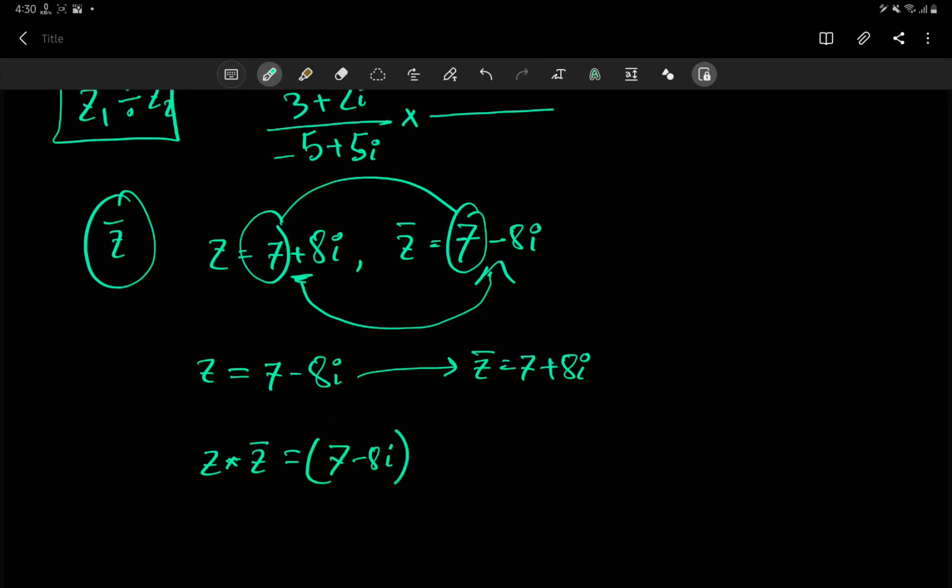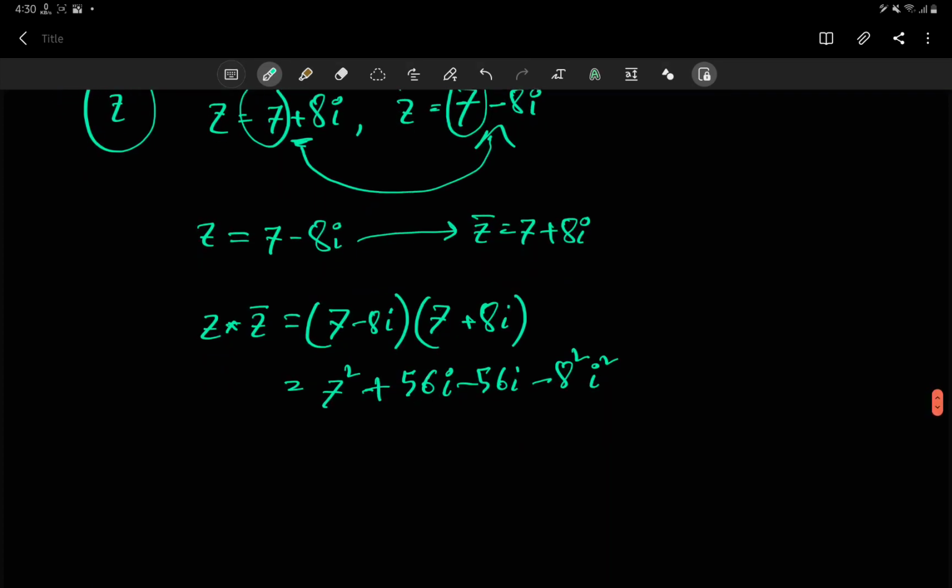And there's an interesting fact that if we multiply z times its conjugate, we have 7 minus 8i times 7 plus 8i, and if we multiply them all together, we have 7 times 7, 7 squared. Then we have 7 times 8, 56i, minus 8 times 7, minus 56i, minus 8 squared, i squared.